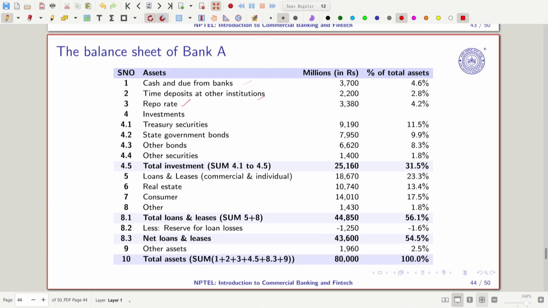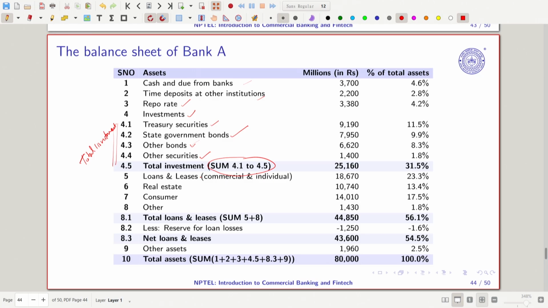In repo, they have investments; repo implies reverse repo, treasury securities, state government bonds, other bonds like foreign bonds and other locations they have, and other securities also. These are subject to government regulations if it is a public sector bank, and also linked with the central bank's decisions. If I sum these up, 4.1 to 4.5, this will be called total investment. For your reference, I have summed this up here.